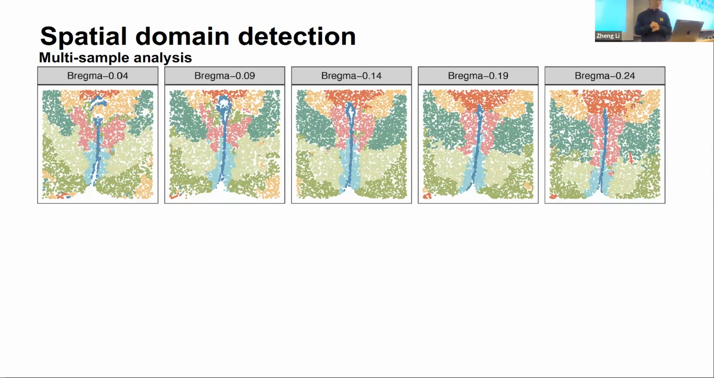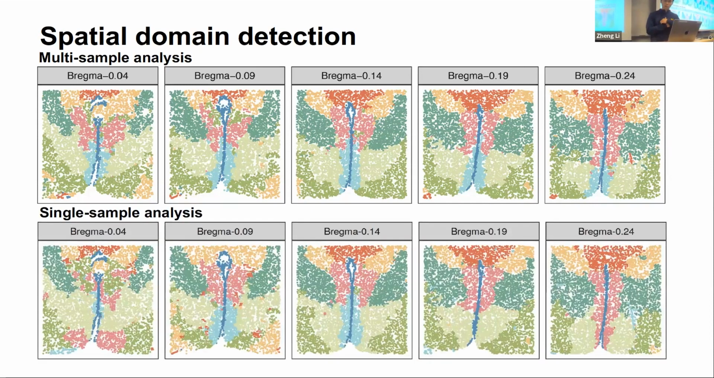Another important thing we find here is that we can actually detect the structural change across these tissue sections. For example, this PBT region on the top, which is colored red, the size of the region keeps increasing from the anterior all the way to the posterior region of the mouse hypothalamus. And this result cannot be found if we analyze one single tissue sample at a time.